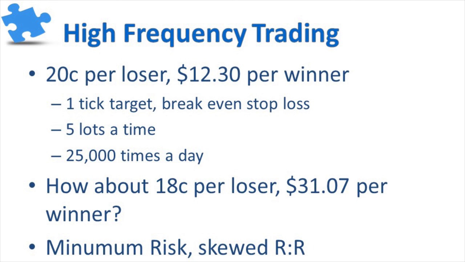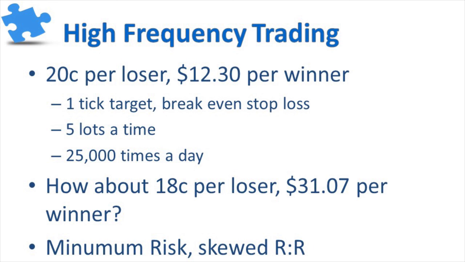So let's stick to the futures markets, as it's what we know, and consider the following strategy where your losing trades cost you 20 cents and your winners get you $12.30. You have a one tick target, but a break even stop loss. You trade five lots at a time and you do this 25,000 times a day. You've got little or no directional bias. All you care about is getting filled at the bid and then either scratching the trade at break even or getting filled at the offer for a one tick profit.